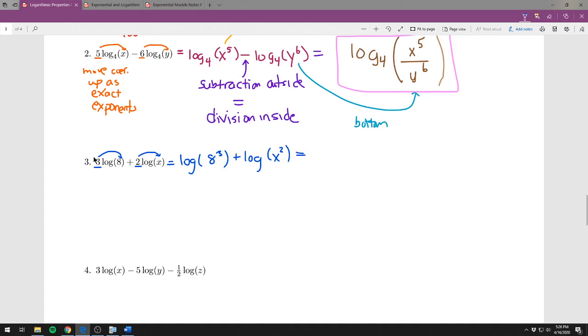And I think one thing that's really easy to do when you have numbers here is just look at this too quickly and maybe do it backwards and put 3 to the 8th power. So just be careful. The coefficient becomes the exponent. And then once we move our coefficients to the exponents, addition becomes multiplication inside. And we got log of 8 cubed times x squared, multiply the insides. And at this stage, the only thing you'd want to do to simplify is figure out 8 cubed, which ends up being 512.